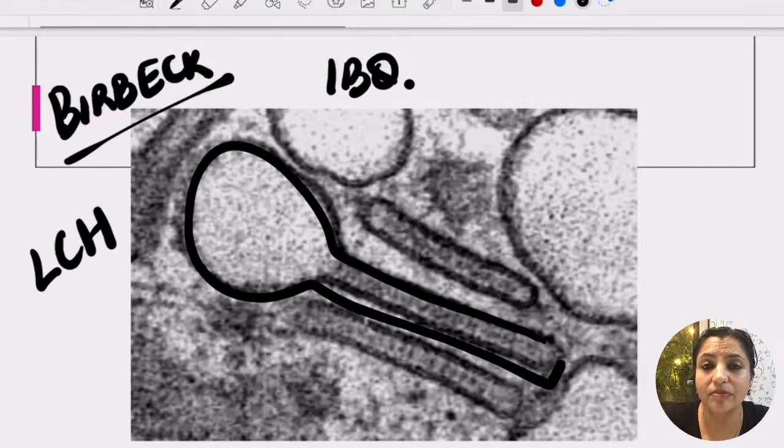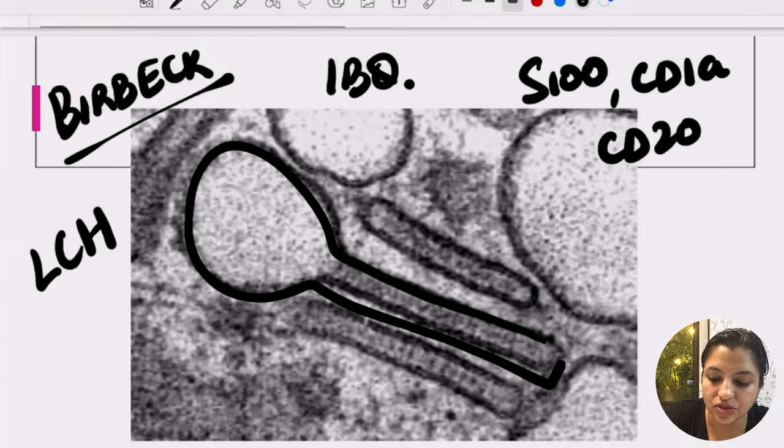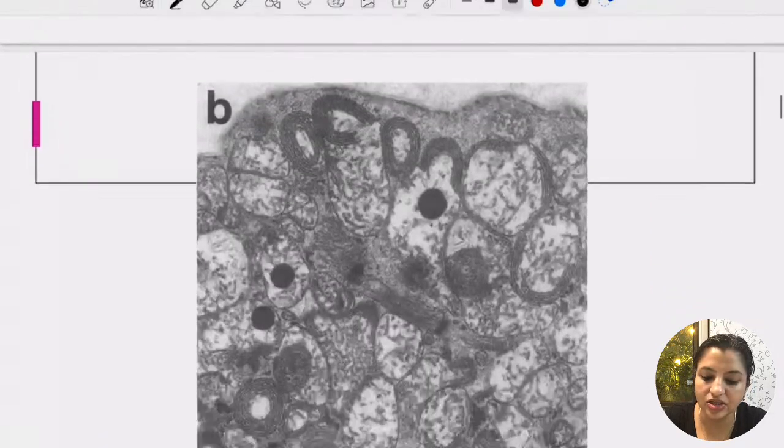They can ask you the markers for this. Always remember they will be positive for S100, they will be positive for CD1a, and they will be positive for CD207, which is nothing but Langerin. So these are the markers that you should always remember in these cases. And this is your LCH, which you all remember. Now coming to the next one.